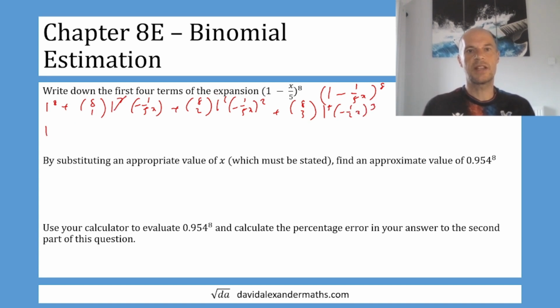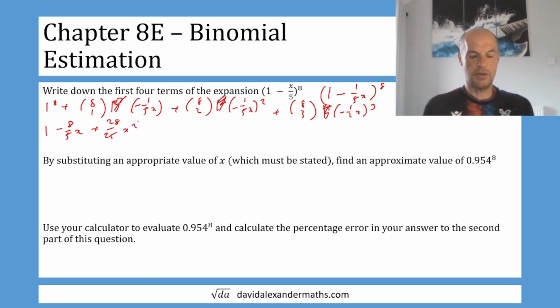Again, the 1 to the 7 we can now ignore. 1 to the 6, 1 to the 5, all not doing anything particularly significant. 8 choose 1 is 8, so that is going to be minus 8 over 5x. 8 choose 2 times 1 over 25. So this is going to be positive because it's a negative thing squared. So that's going to be plus 28 over 25x squared.